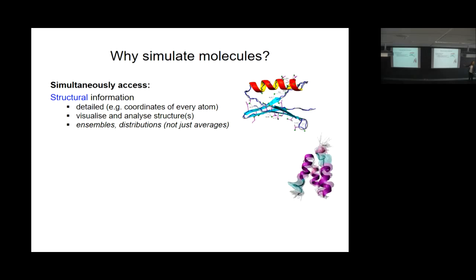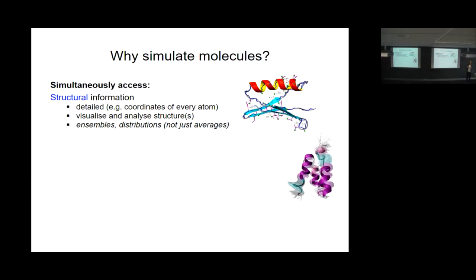So we can get structural information, much as you might get from a crystal structure, which would be the traditional way to study a lot of these molecules. You can get a really detailed description of where all your atoms are in three-dimensional space, and you can visualize it very nicely, because obviously your model is already on the computer. But you also don't just get a single structure, you get ensembles of structures. You get all the possible structures that could be formed.